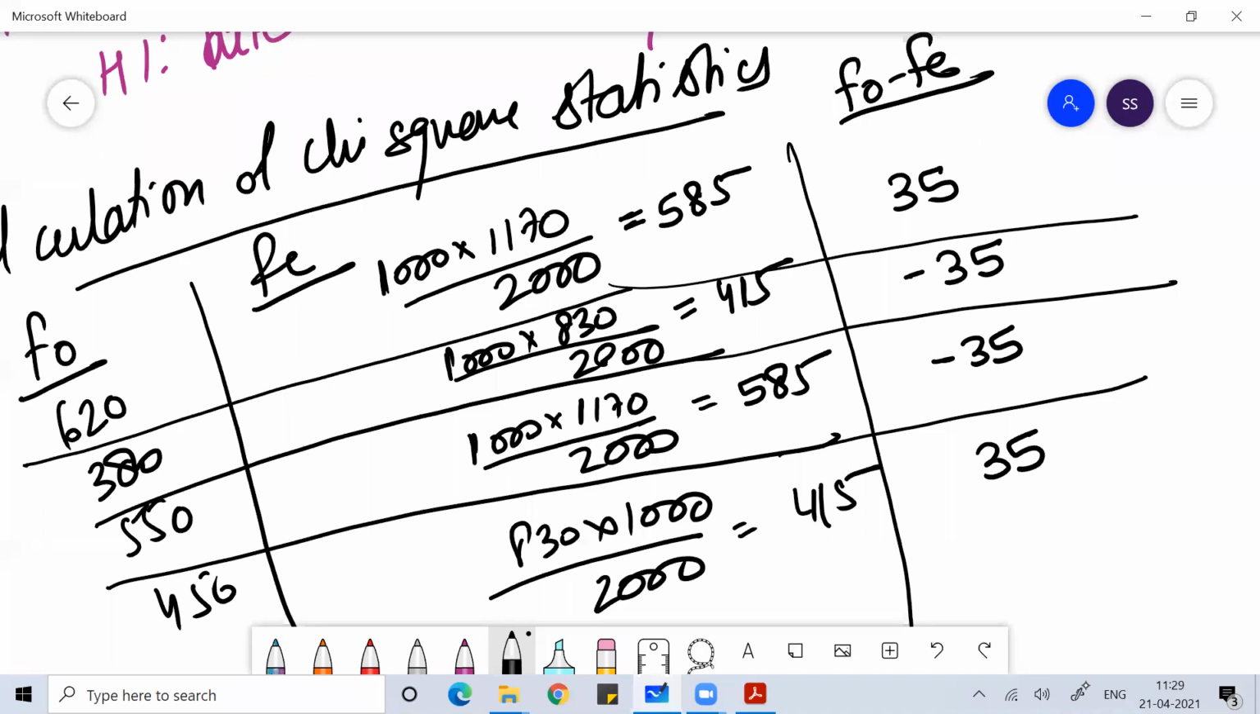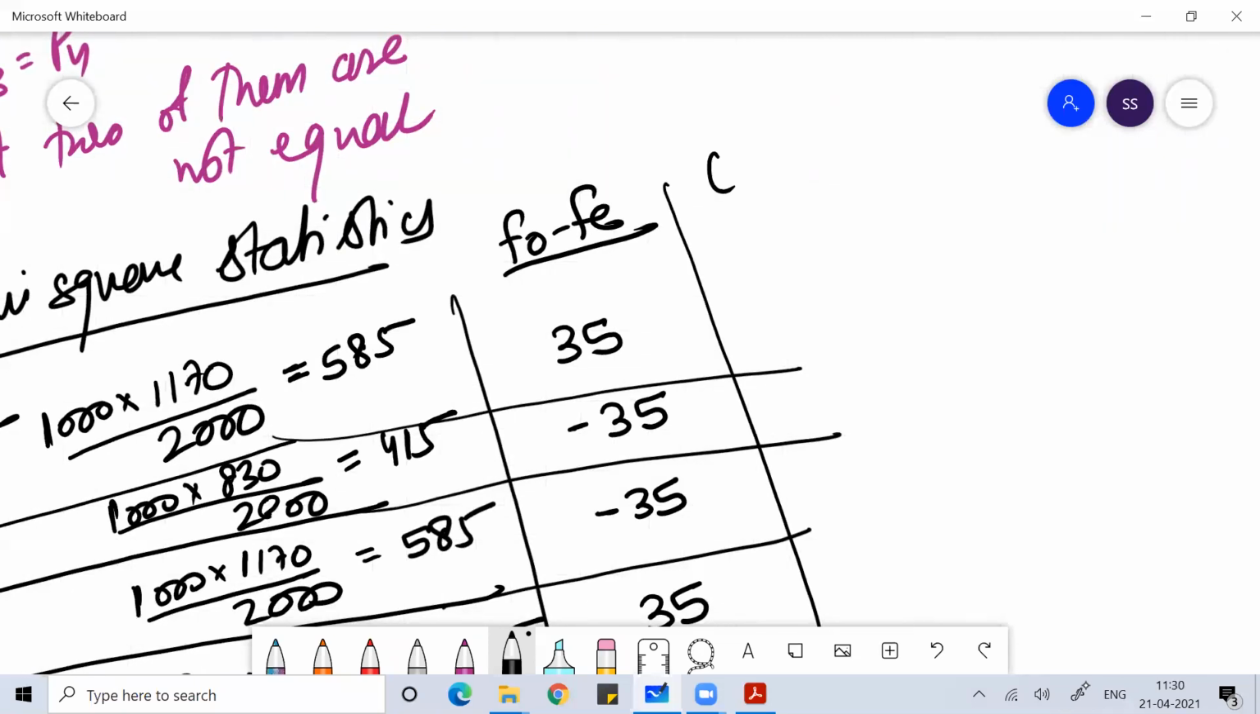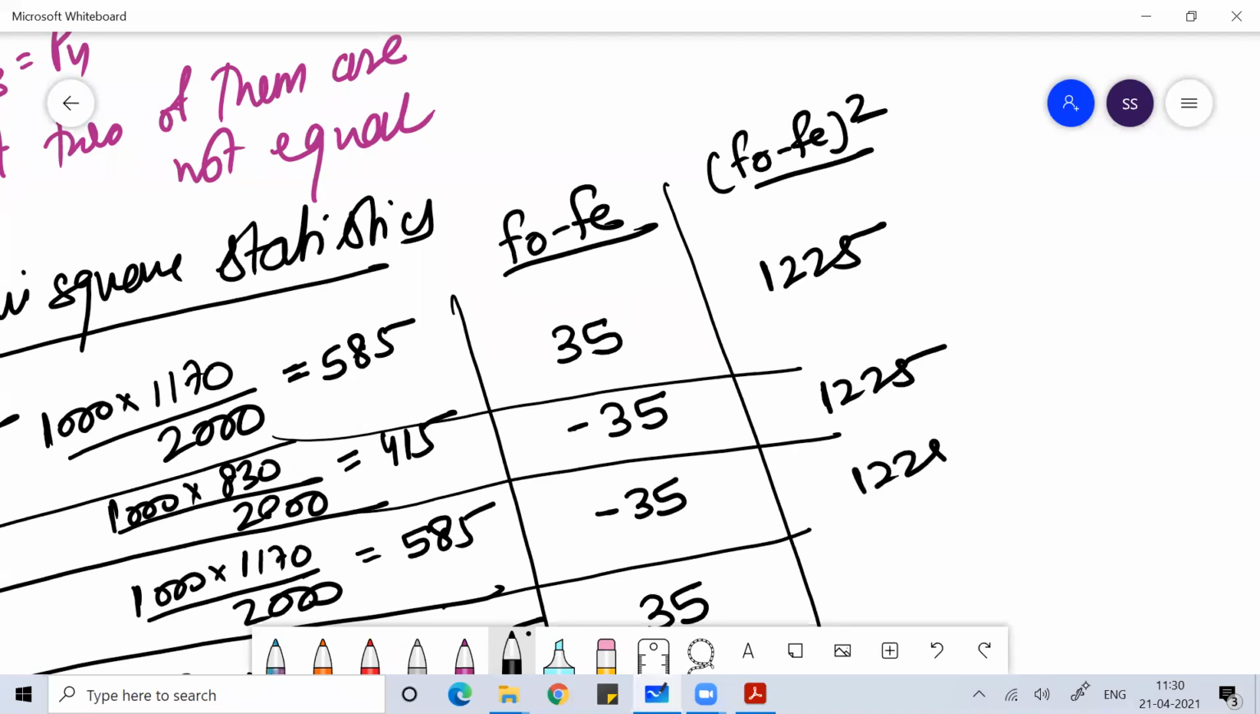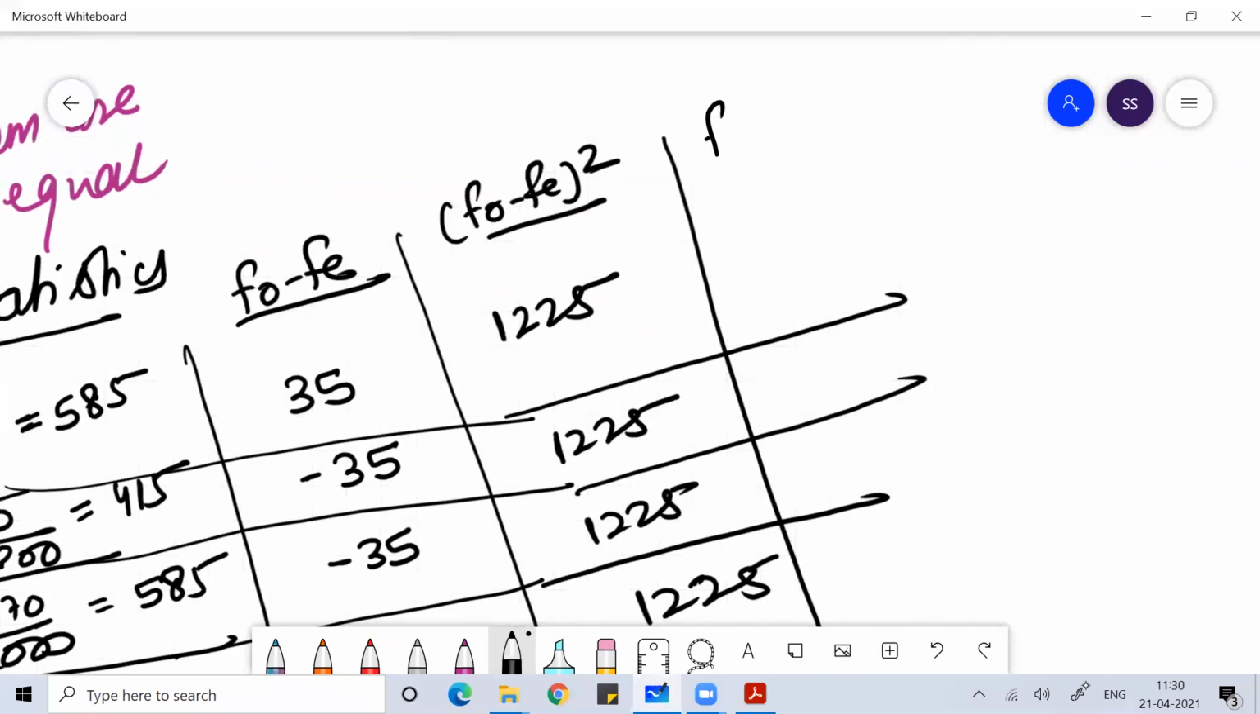So you get f naught minus fe. Then what you have to do is f naught minus fe whole square. Do that and you get 1225 for each of them. So you get f naught minus fe square. Once you get that, you take f naught minus fe square divided by fe.